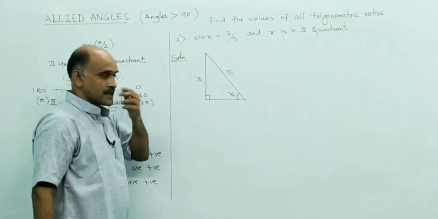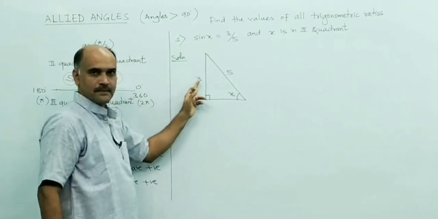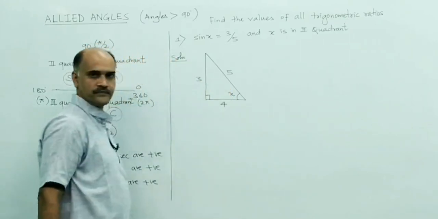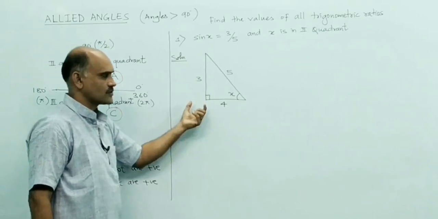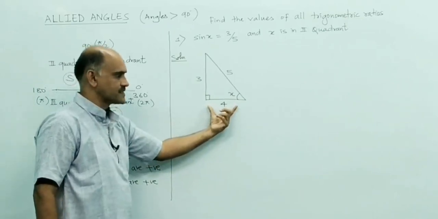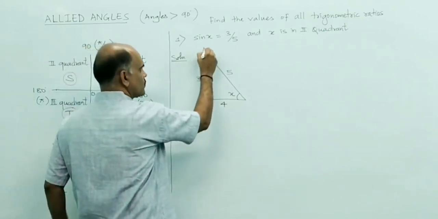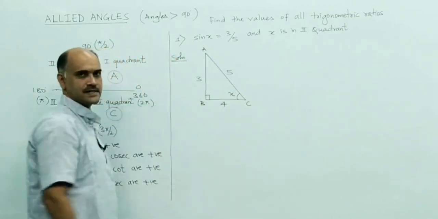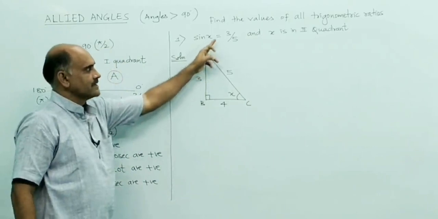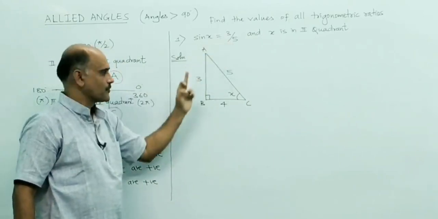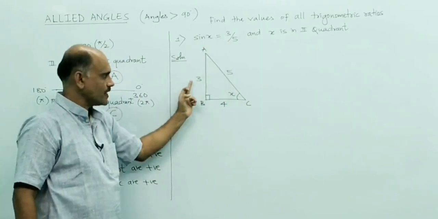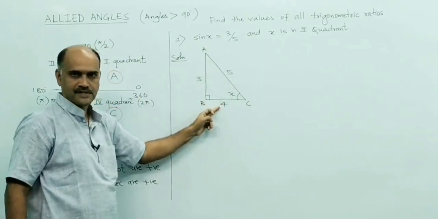So now apply Pythagoras theorem. If you apply Pythagoras theorem and simplify, you will get this as 4. Or if you want, you can note this triangle as A, B, C, then apply Pythagoras theorem. So sin theta is opposite by hypotenuse. So opposite is 3, hypotenuse is 5. By Pythagoras theorem, I am having this as 4.